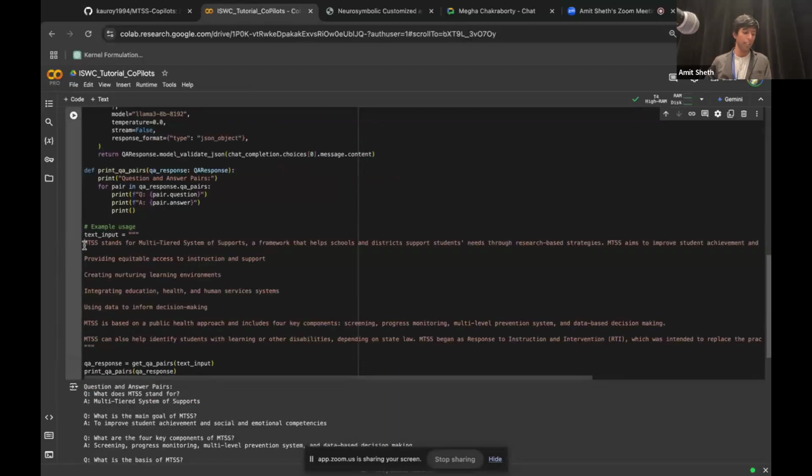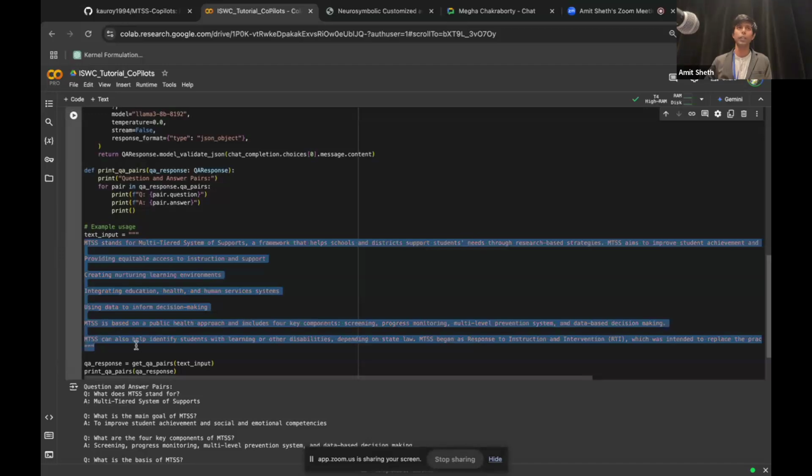So here is an example of a knowledge base. Yeah, zoom in. Okay.